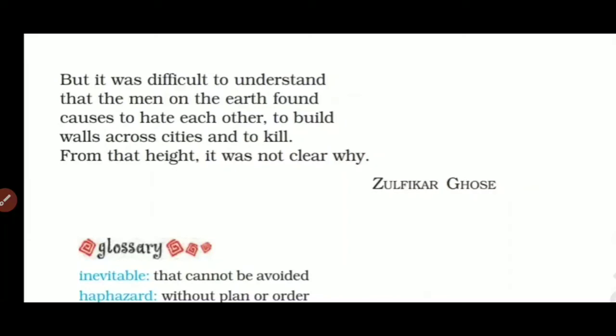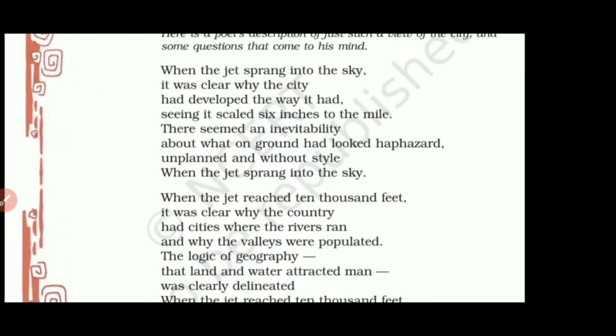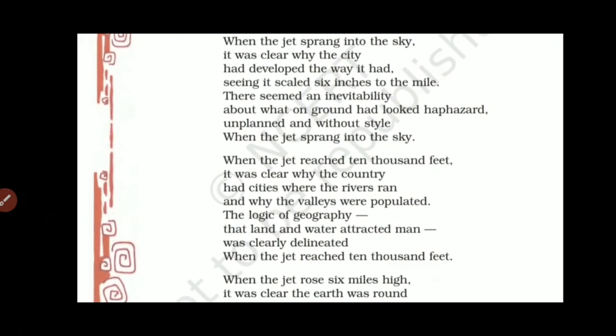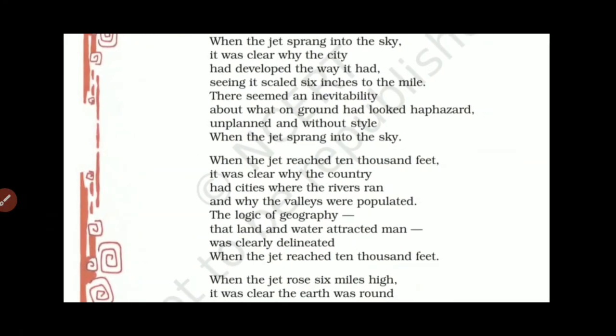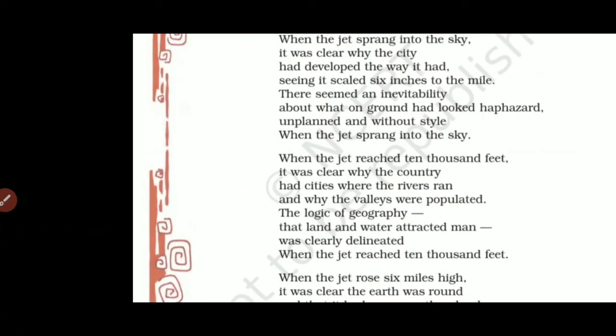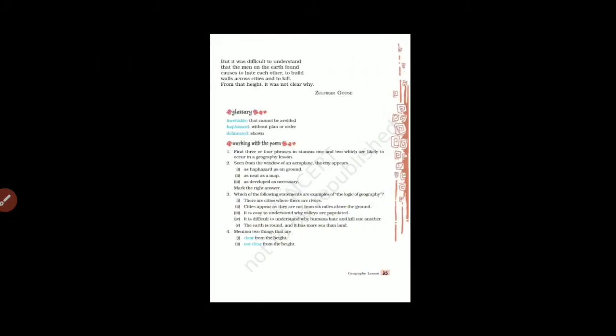So, poet, once again I'll summarize the poem. The poet was able to see why the city had developed the way it had. He was able to see that it looked haphazard, unplanned, without style. He was able to find out from more height that valleys and river sides are populated. He was able to find out that earth was round and it had more water than land. But he was not able to find out why people have reasons to hate each other.